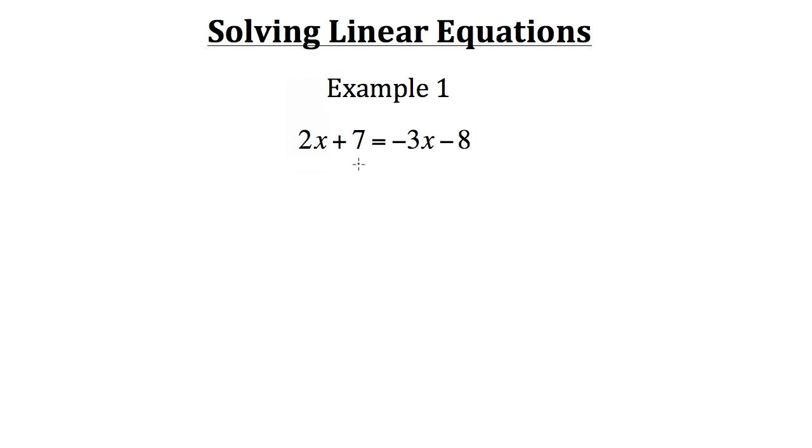Now in order to do this, we need to do kind of like what we did in previous sections. We want to isolate the variable. Right now, it's on the left side of the equation and the right side. So in order to isolate it, we need to get the variable onto just one side. It doesn't matter which side we put it on, we just need to get it on one side. So for example, let's start with our equation.